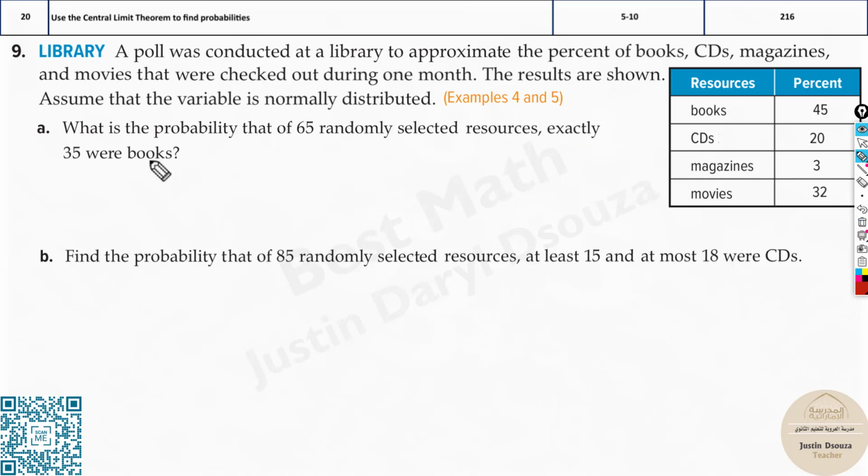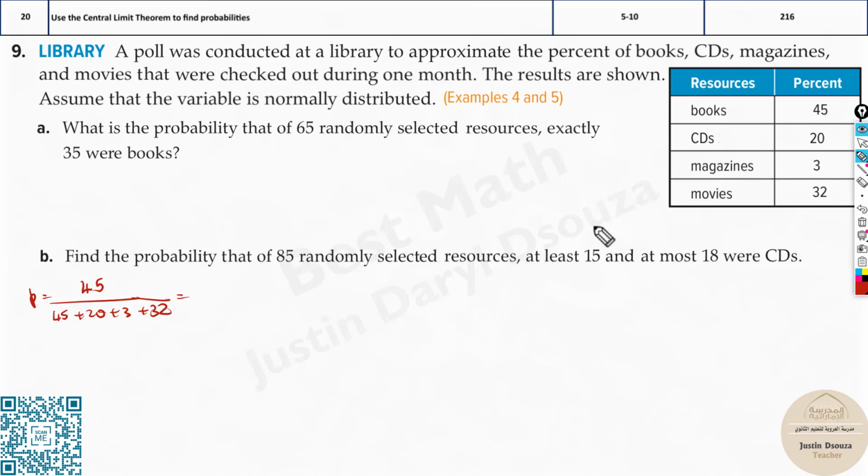And we are dealing with books now. So what we need to do is find the probability of books from this given thing. What will be the p-value? I write it over here. P-value will be books, the desired outcome, divided by the total possibilities, right? It'll be 45 plus 20 plus 3 plus 32. So these are the total resources. The probability will be given over here.